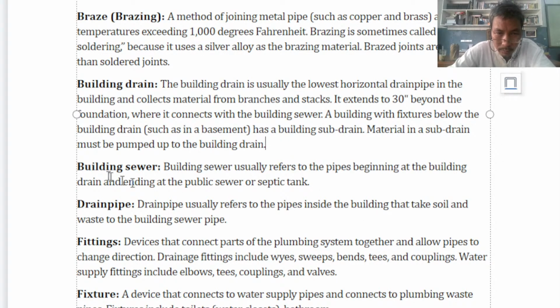Now, what do you mean by building sewer? Building sewer usually refers to the pipes beginning at the building drain. Those pipes that are connected to the building drain start from that point and end either at the public sewer or septic tank. So that is a very short amount of pipe, no? It connects the building drain to the septic tank. That is what we call building sewer.